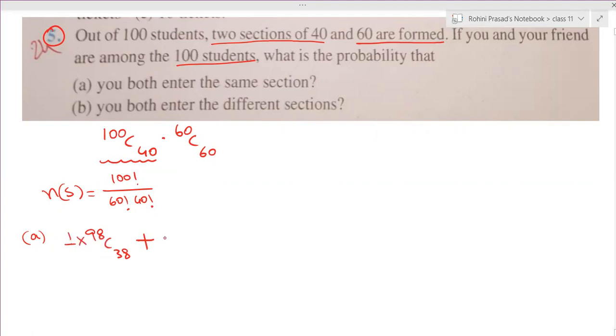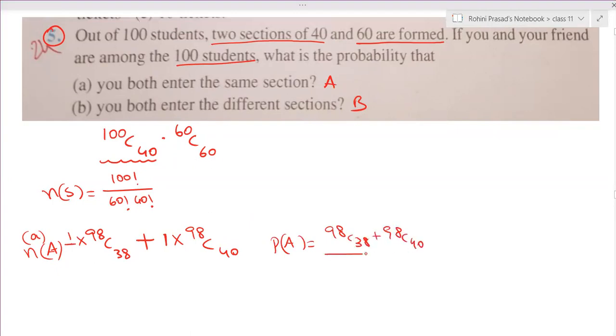Suppose you want to exclude both of them. That also you can do in only one way. Don't include you and your friend in the 40. So from the remaining 98, you should select 40. Automatically in the remaining 60, you and your friend will join. This is the number of favorable cases. Suppose you call this event A and this event B. So this is the number of elements in A, and automatically the probability of A will be this by this. That means 98C38 plus 98C40 by 100C40.